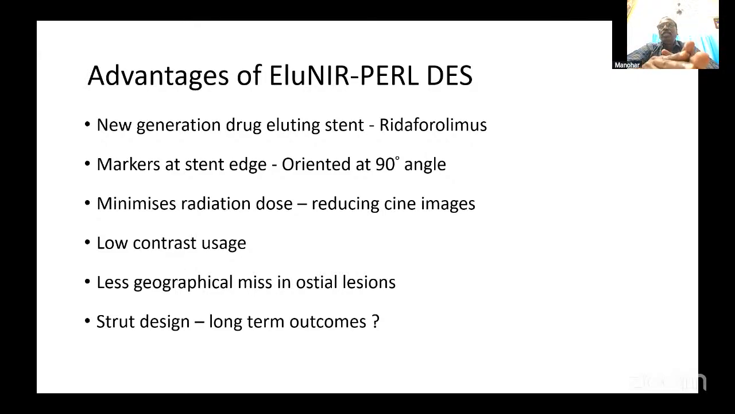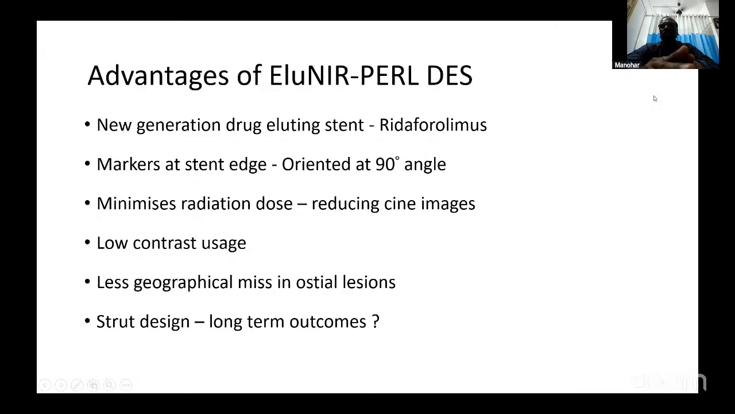The advantage in LAD ostial placement is that it is perfect. We can analyze with two views, one caudal and another cranial. So the 90-degree marker presentation is useful to identify the location of the ostium, and we can perfectly place it in the ostium. Angiographically, I am unable to see any geographic miss in the LAD.